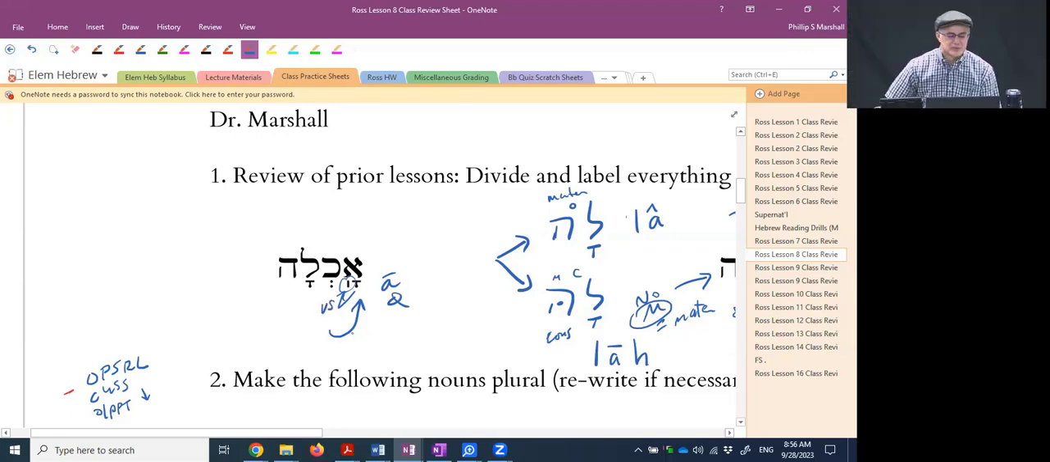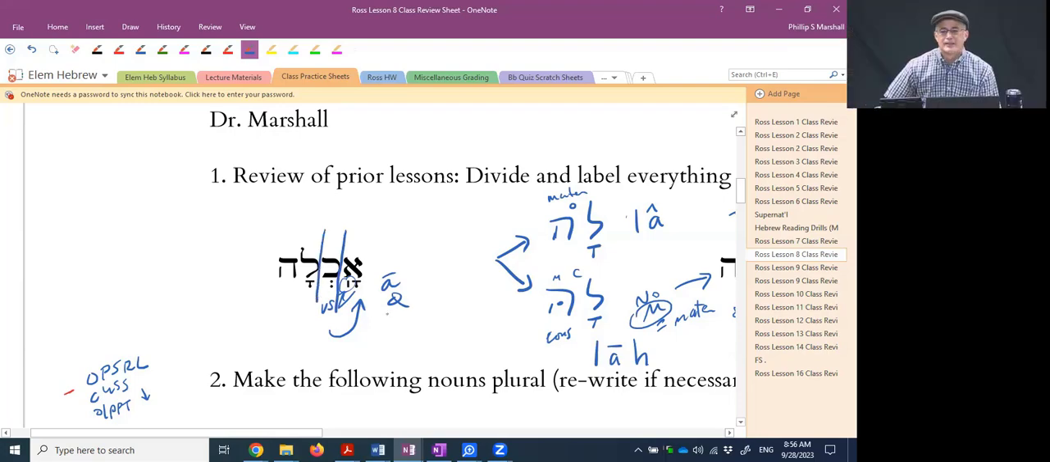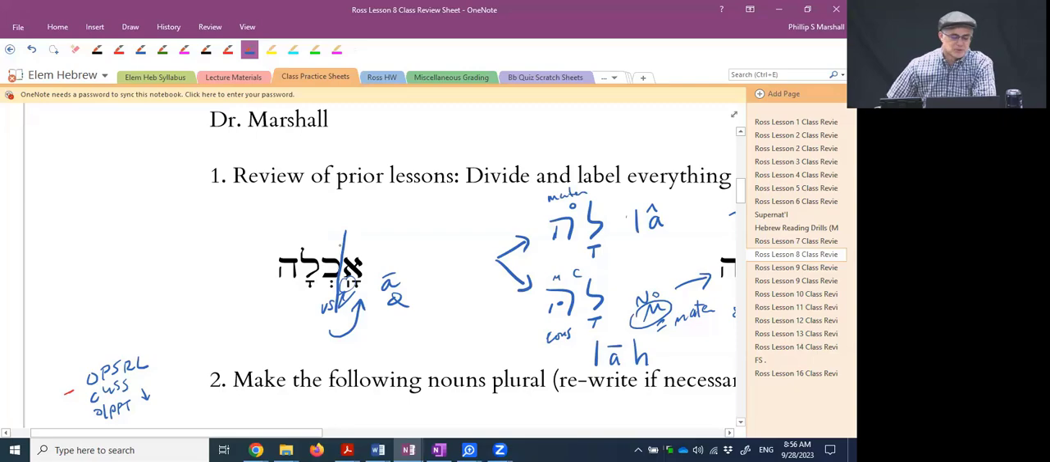Vocal. If the shva is vocal, where do I divide? To the right, divide to the right. And then I can just divide here, yeah? No, everybody say boo. Yeah, you can't do that. Never divide to the left of a vocal shva. It piggybacks onto the next consonant and its vowel.